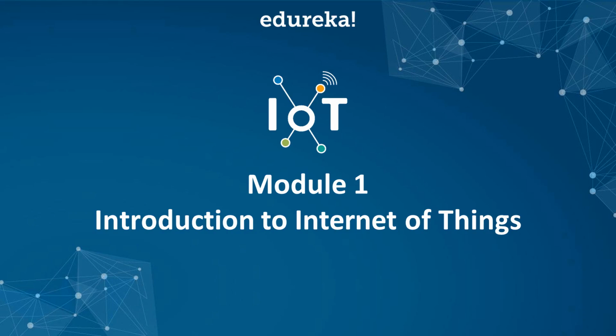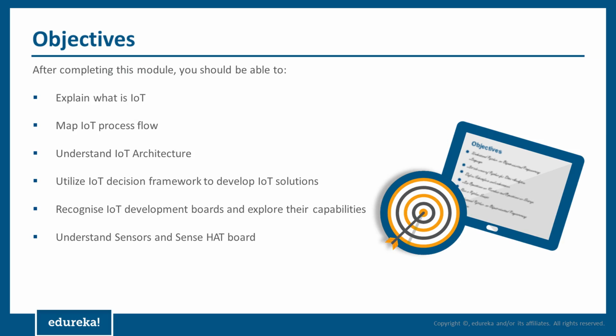So today we're going to do an introduction to Internet of Things, and what are we going to cover? I'll explain what is IoT. I'll map the IoT process flow, so typically how information flows. Then we'll understand the IoT architecture, and we'll talk about the decision framework, the blueprint I talked about.